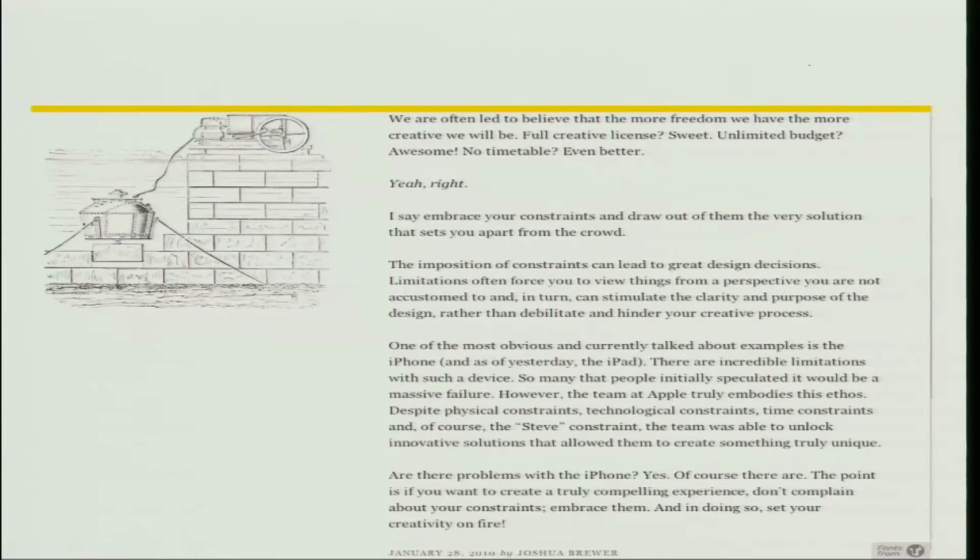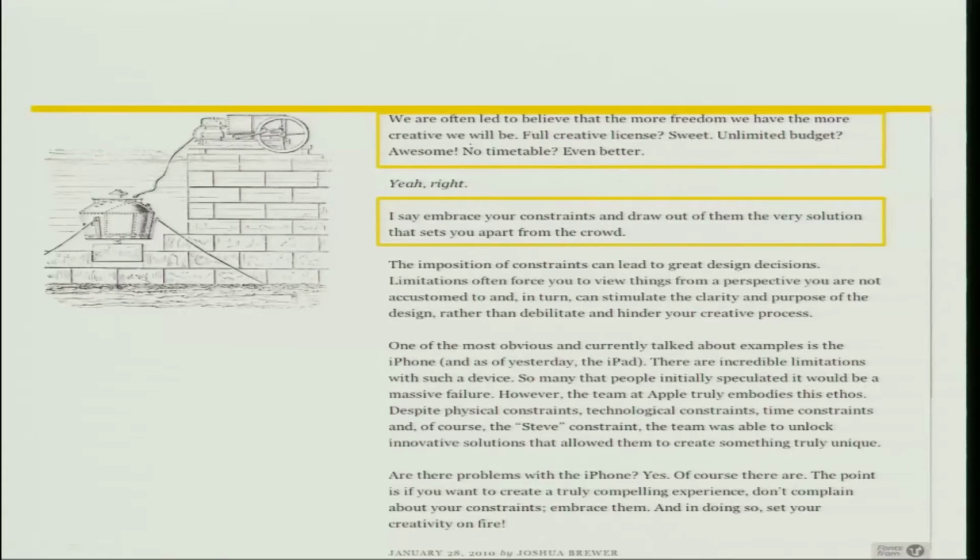This is an interesting write-up by Joshua Brewer that I'd like to highlight to you about constraints. Many times when we're in the process of ideating, we think that constraints are limiting. If we have constraints, that means you cannot be creative. That is not true. We often are led to believe that the more freedom we have, the more creative we will be. No timetable, no budget, wonderful, wonderful, wonderful. That's not true. So he says, I say, embrace your constraints. Embrace your constraints and draw out of them the very solution that sets you apart from the crowd.